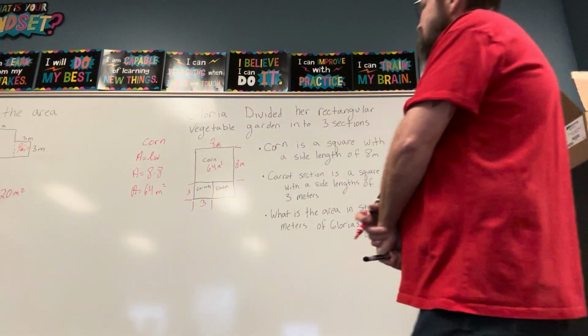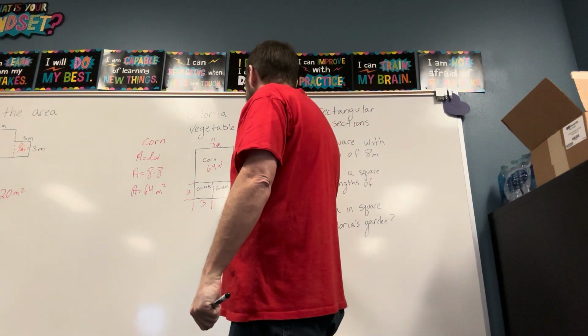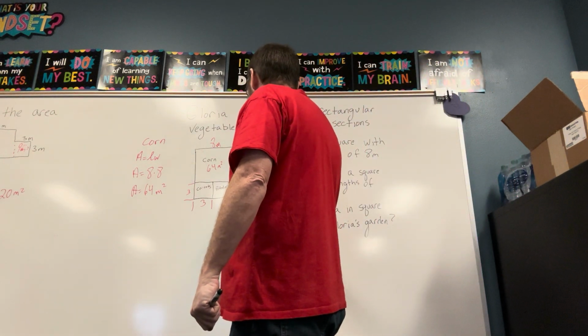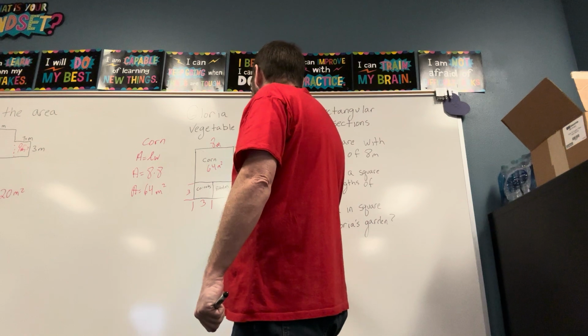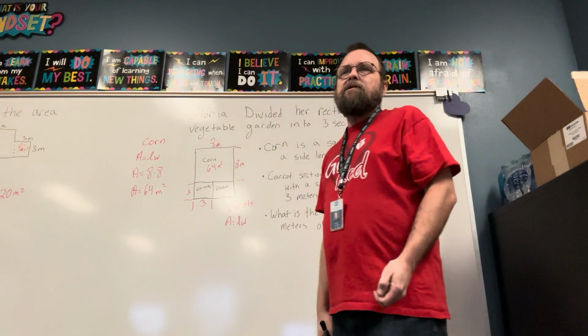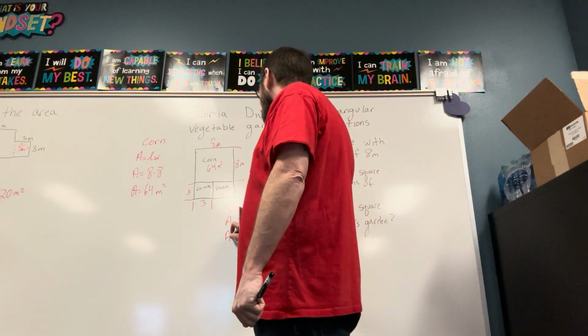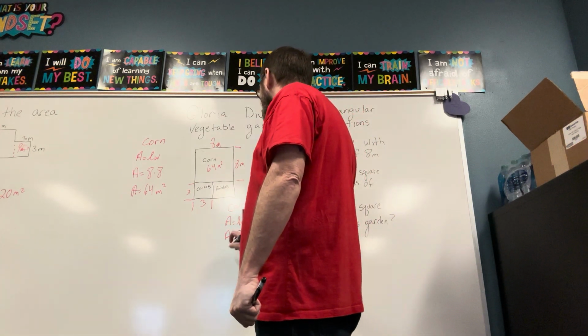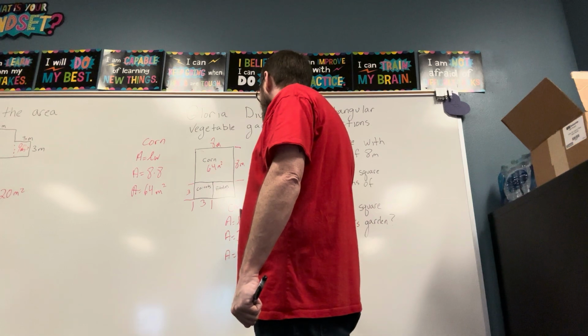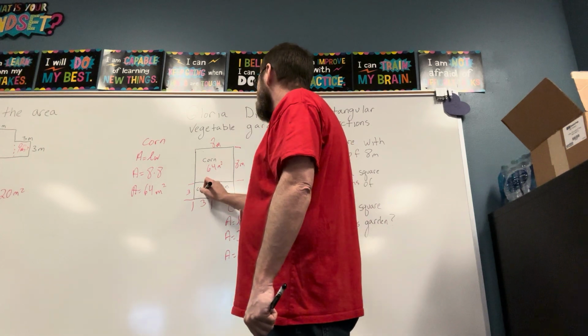So for the carrots, my formula, area equals length times width, or since it's a square, side times side. So area equals 3 times 3. So area equals 9 square meters.